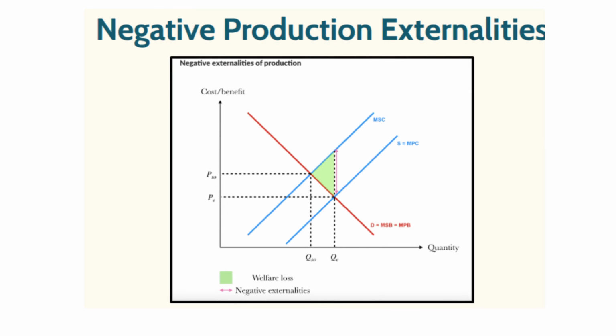The private cost curve represents the firm's costs. The social cost curve is higher because it includes environmental damage. The free market produces more than the socially optimal level, causing a deadweight loss.